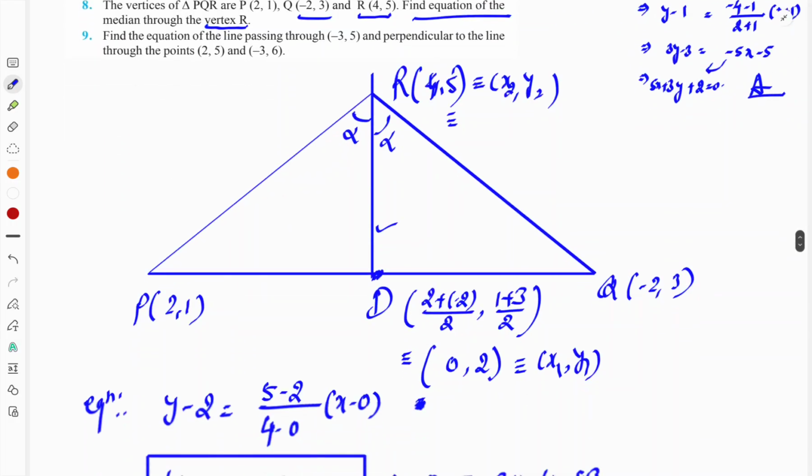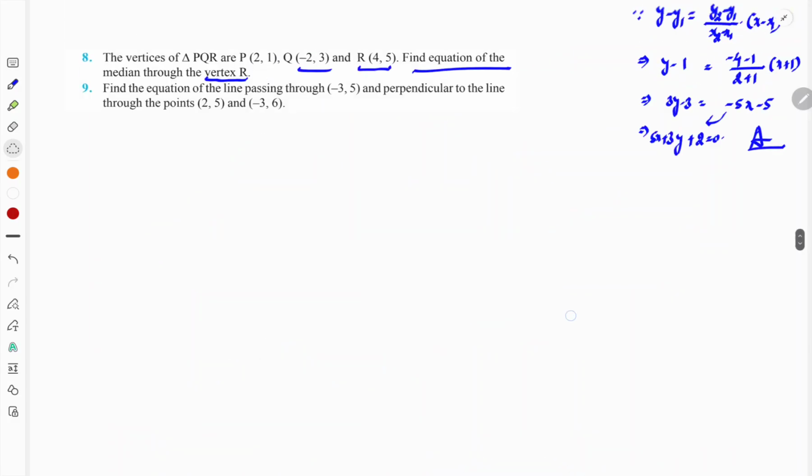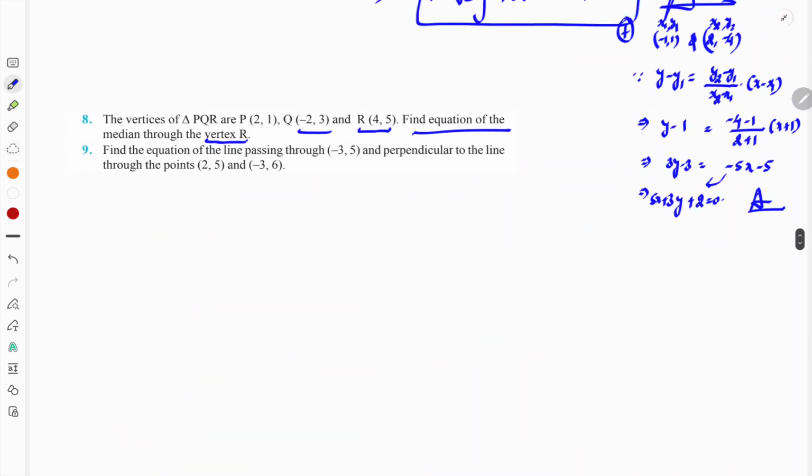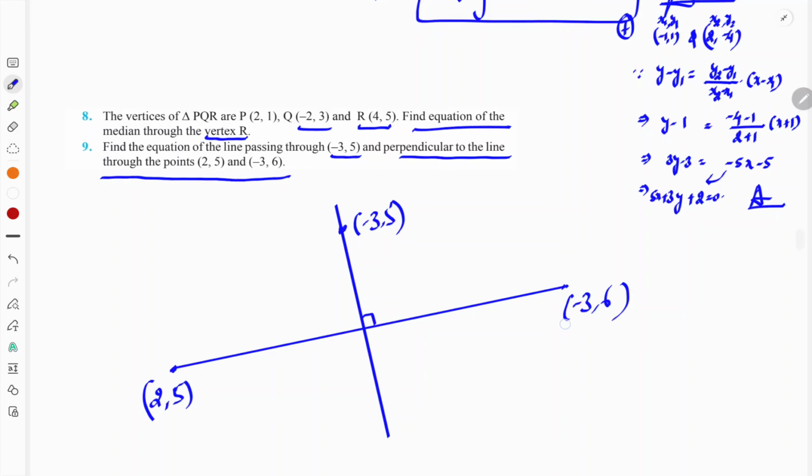Now we will check problem number 9. The question says: find the equation of the line passing through (minus 3, 5) and perpendicular to the line joining (2, 5) and (minus 3, 6). So one line is the one joining (2, 5) and (minus 3, 6), and another line passes through the point (minus 3, 5) and is perpendicular to this line. I need to find the equation of this line.